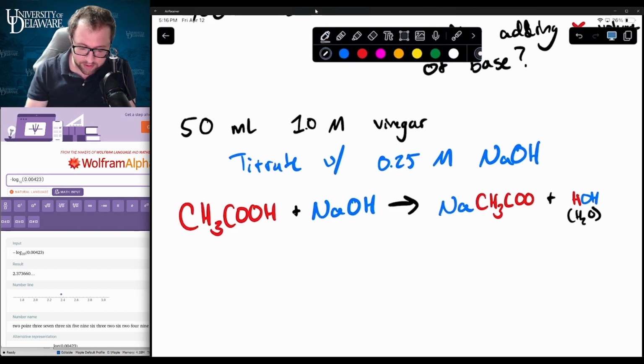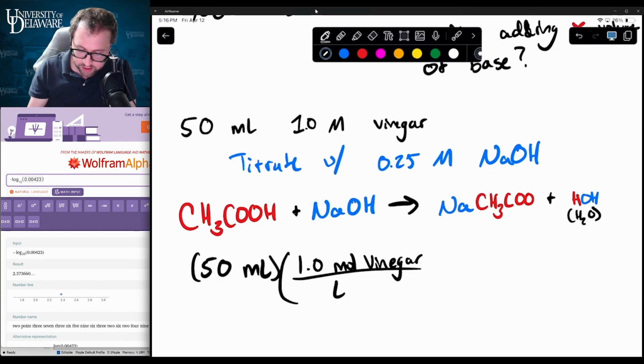All right, so with our stoichiometry, we always want to start with how much stuff we have. So we have 50 milliliters of 1 molar, which is 1 mole vinegar per liter. We want to do our stoichiometric conversion here. So again, these are both monoprotic, monobasic substances, which makes it easy. But if our titrant is polyprotic or polybasic, things get complicated. If your analyte, the thing you're titrating, your weak acid, is polyprotic, things get much more complicated, and we're not going to worry about those systems in this course.